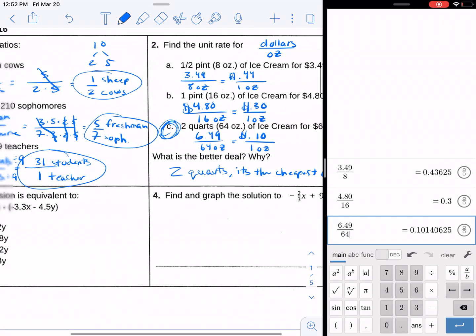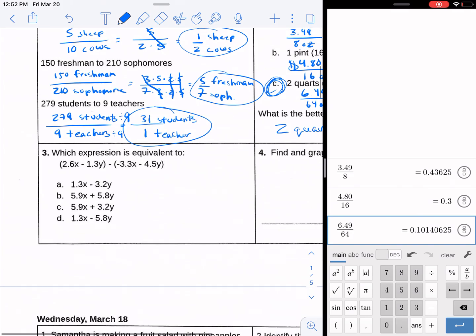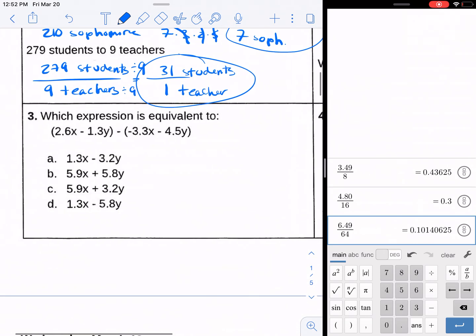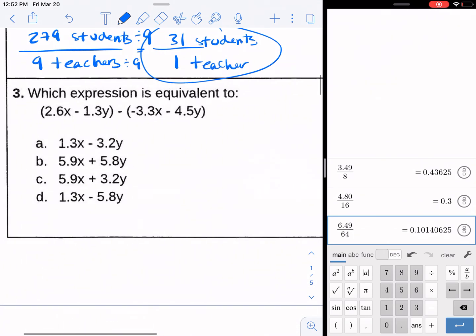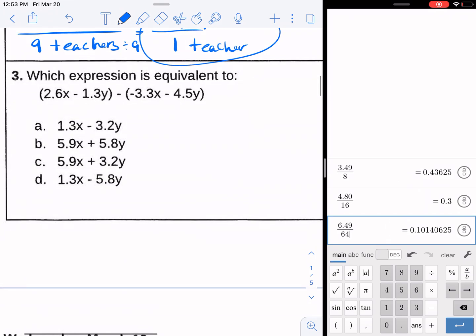Okay, number 3, fun stuff, I guess. So we're going to have to worry about this thing right here in the middle because this is a big subtraction sign and that changes quite a bit. So let's see.